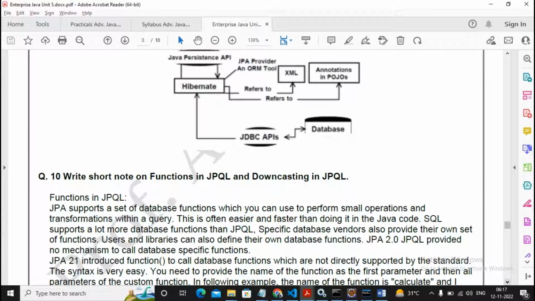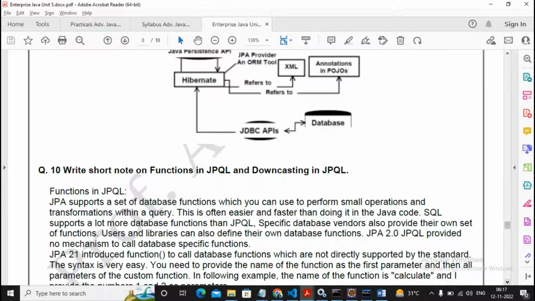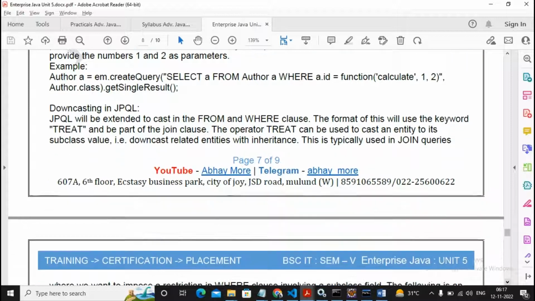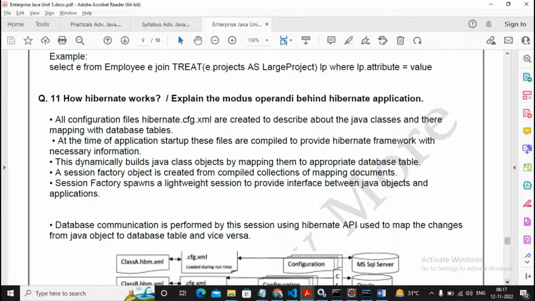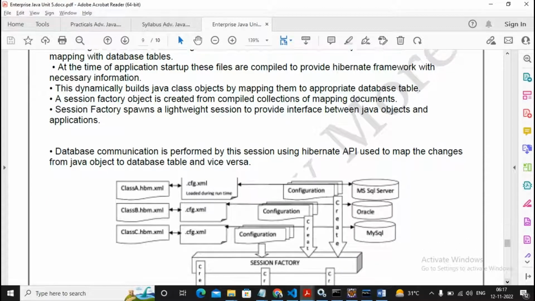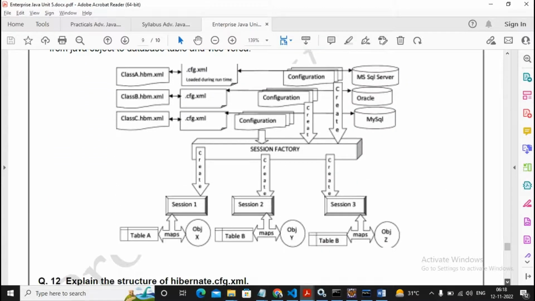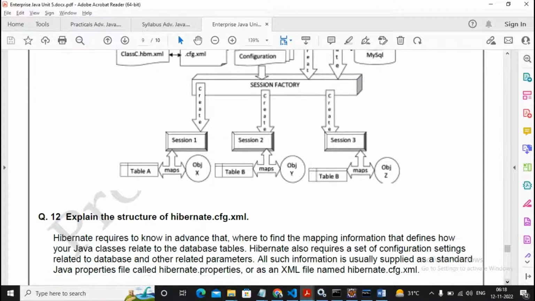Write a short note on the function of JPQL. In Hibernate, we call it HQL, Hibernate Query Language. And downcasting in JPQL, this is an important question. Prepare for this. And how Hibernate works, and explain the module operating behind Hibernate. So this is again an important diagram. So please prepare for this diagram properly.